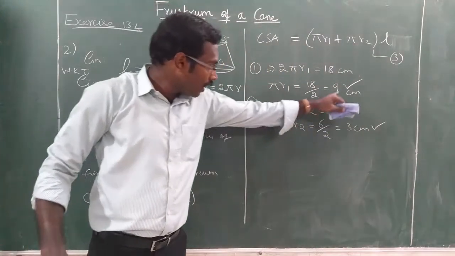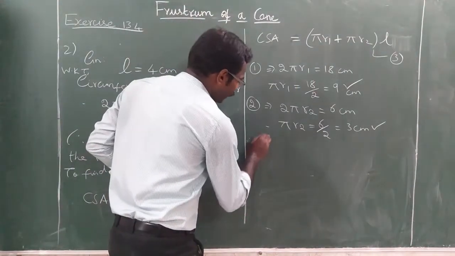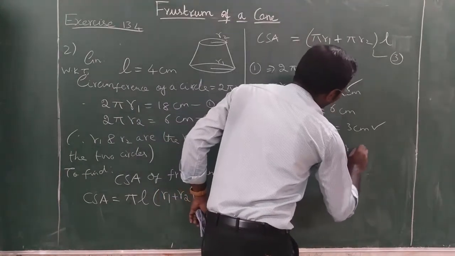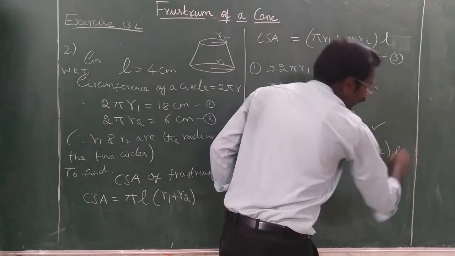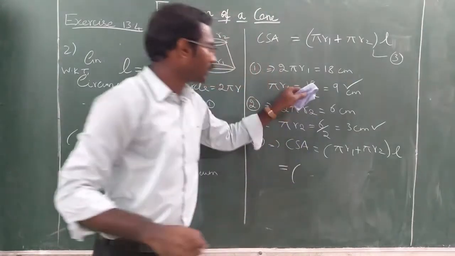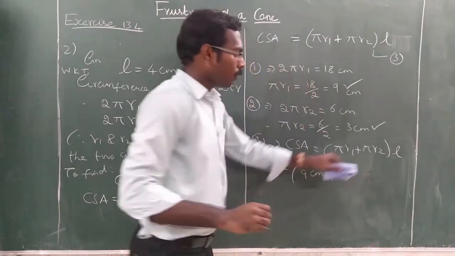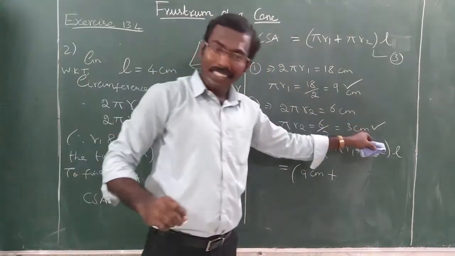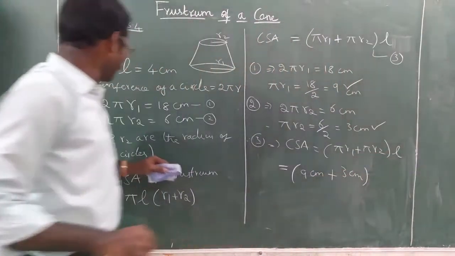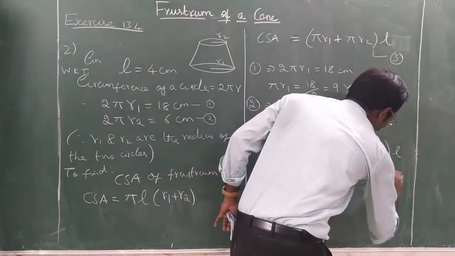Understood? Now let us substitute these values in equation 3. Equation 3 gives curved surface area is equal to pi R1 plus pi R2, into L. So that is equal to, what is pi R1? Pi R1 is 9 centimeter, plus, what is pi R2? Pi R2 is 3 centimeter, into L. Slant height, what is L? Given or not? L is equal to 4 centimeter.